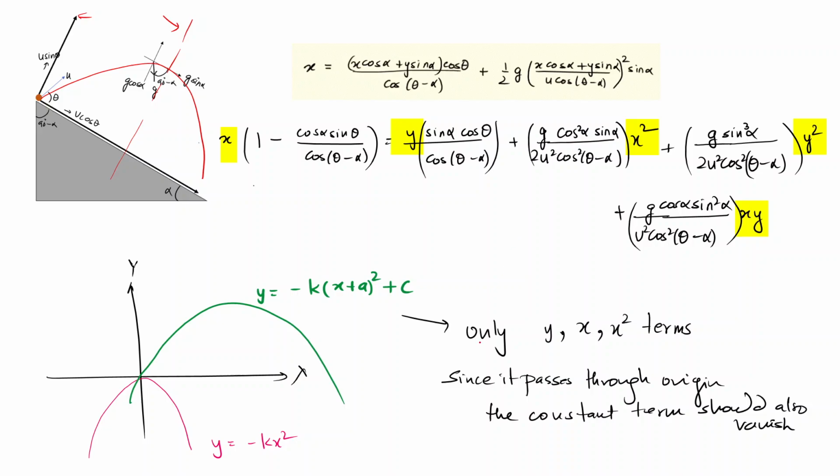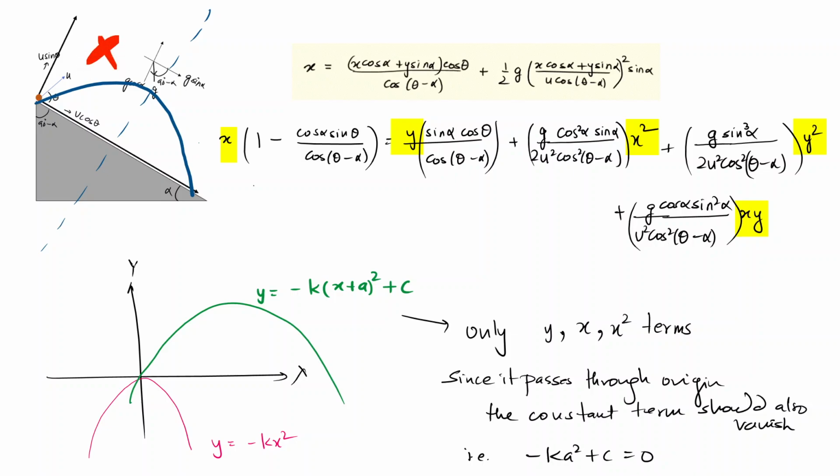Also, you can think about this: these kinds of trajectories start from the origin, so they should also satisfy the condition that the point (0, 0) should satisfy the equation. So from there you can also get a condition like this, but that's not important. I am just thinking about whether there should be an xy term or not. Okay, so this blue trajectory is definitely wrong.